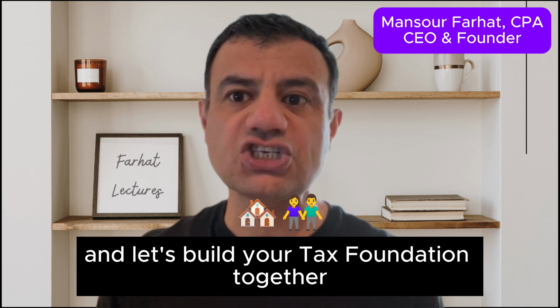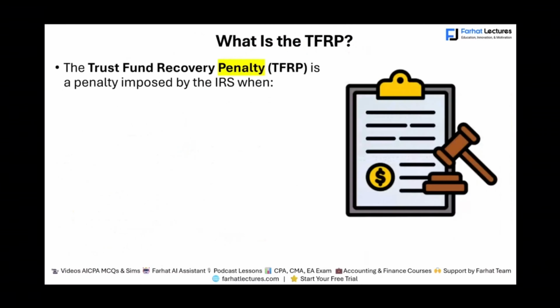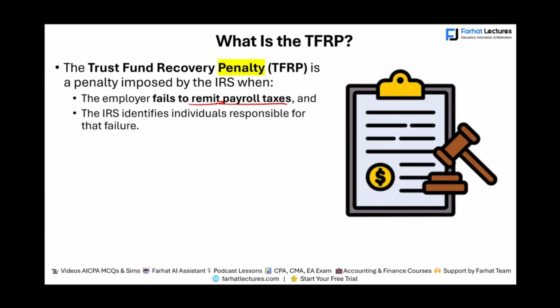So what is the TFRP? Well, it's a penalty imposed when the employers fail to remit payroll taxes, and the IRS identifies the individual responsible for that failure. Simply put, someone at the company, it doesn't have to be the owner, but someone at the company knows that we need to send this money, and they failed to do that.